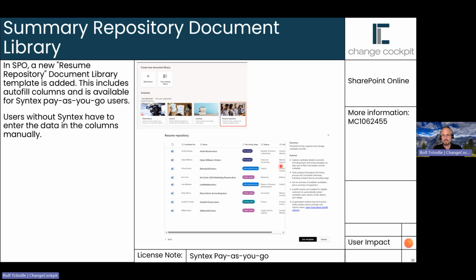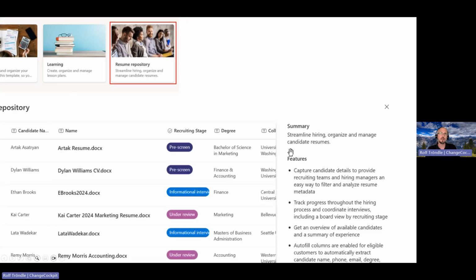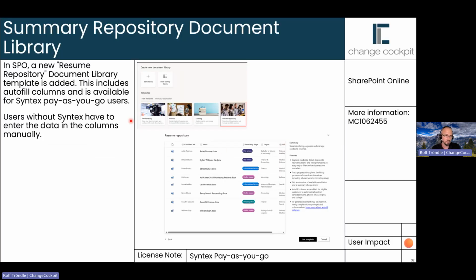If you don't have Syntex, or it's not enabled for this particular SharePoint Online site, then you can still fill in all these columns by yourself after reading the document. That's another possibility. So the whole library template is not as useless, at least.